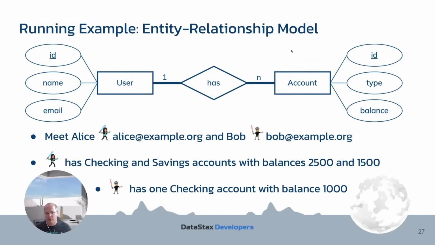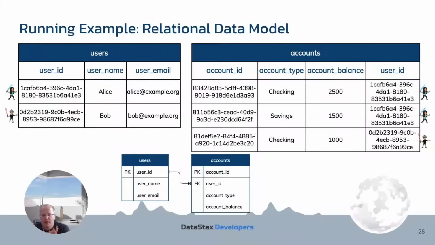So it's very generic. Now, how are we going to store this in different types of databases? We will also use this data. We have Alice with this email, and Bob with bob@example.org. So we have two users, Alice and Bob. Alice has checking and savings accounts with balances 2,500 and 1,500, and Bob has one checking account with balance 100. So we have three accounts. Two of them belong to Alice, one belongs to Bob. So this is the data we are thinking about using and how we're going to store it in a database.